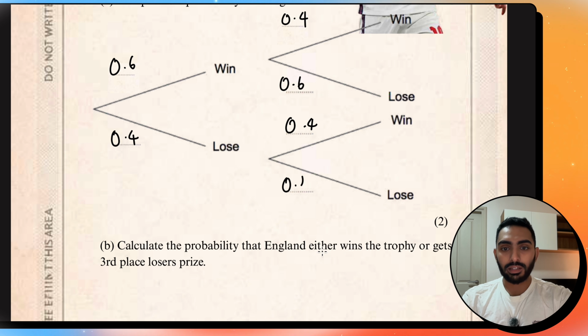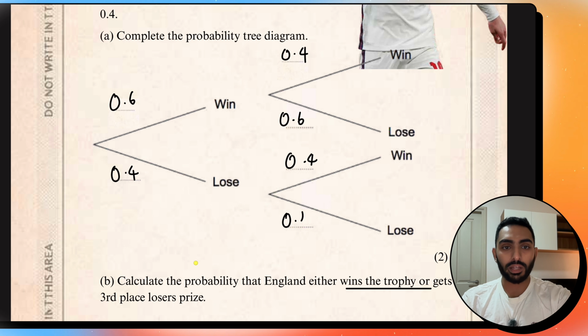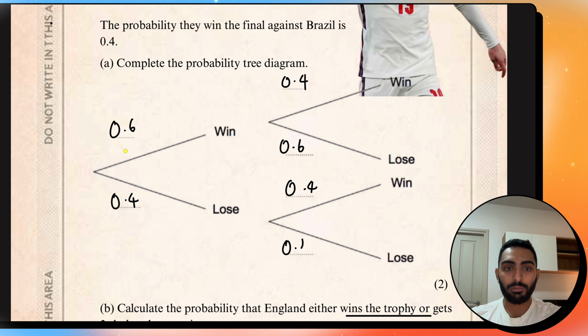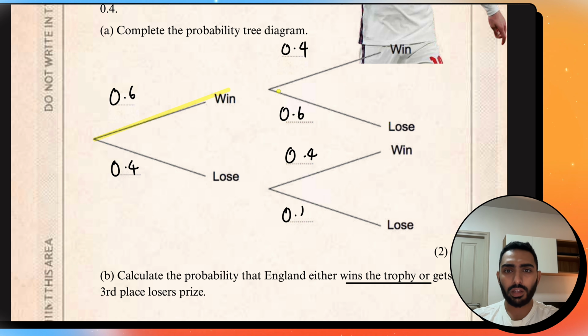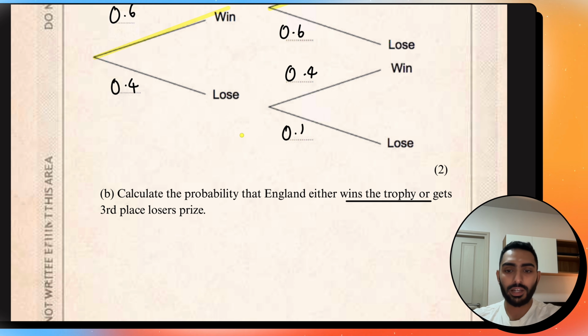Calculate the probability that England either wins the trophy or gets a third place loser's prize. I know which is more likely probably. We're going to win the trophy by winning both times. You're going to win so much that you get tired of winning. We're going to win so much, you may even get tired of winning. And you'll say, please, please, it's too much winning.